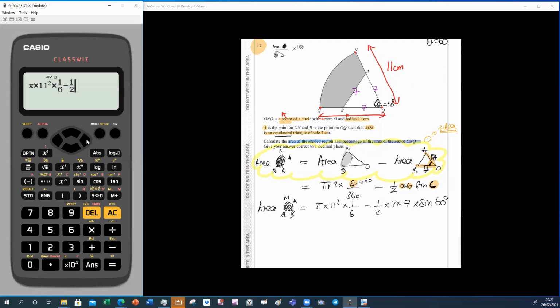It's just half. Now, when it says 7, we can just type in 7 squared. Times by sine of 60. Have a look at my small box here. It sure works. And don't forget to close the bracket. Equals.